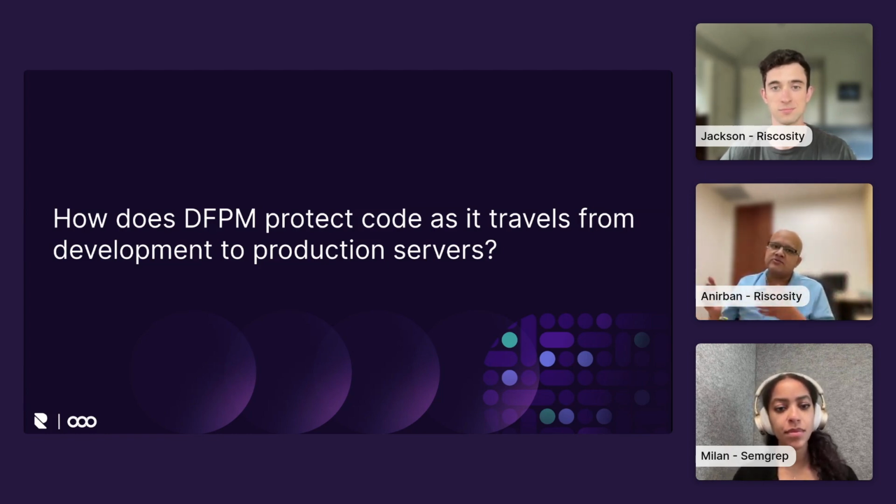The second stage is once DFPM and SAST have done their job and the code is going to be moved to production, to validate that what we have seen on the static code side, is it actually what we see on the runtime side or not?